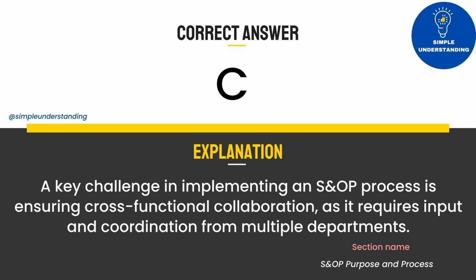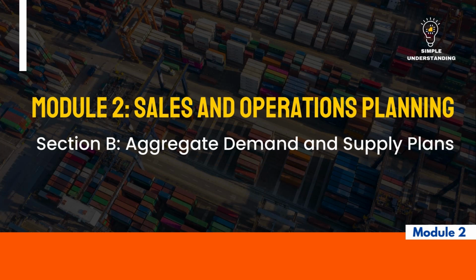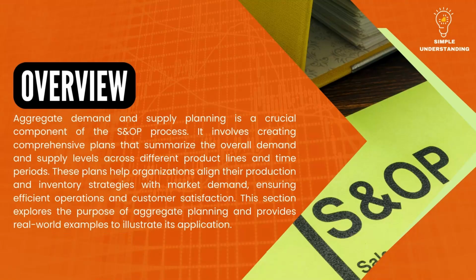Section B. Aggregate Demand and Supply Plans. Overview. Aggregate demand and supply planning is a crucial component of the S&OP process. It involves creating comprehensive plans that summarize the overall demand and supply levels across different product lines and time periods. These plans help organizations align their production and inventory strategies with market demand, ensuring efficient operations and customer satisfaction. This section explores the purpose of aggregate planning and provides real-world examples to illustrate its application.